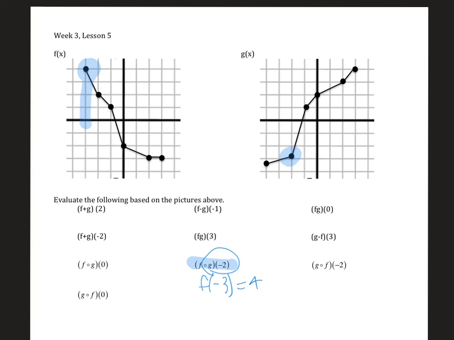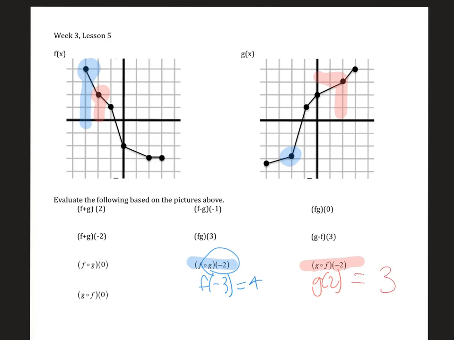I only have two left. Let me switch colors. I'm going to do this one in red. So f of -2 is right here, so that value is 2. Now it's asking me, what is g of 2? So let me come back over here. g of 2 is right here at 3. The answer to this problem is 3.